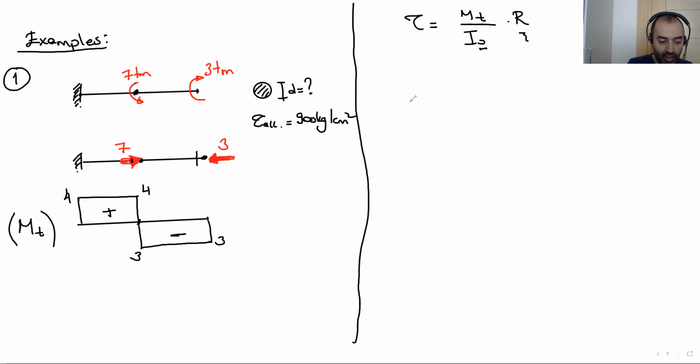So let me write the equation again with the numbers. This stress should be less than tau allowable. The maximum torsional moment is 4-ton meter. Let's convert it to kilogram centimeter.